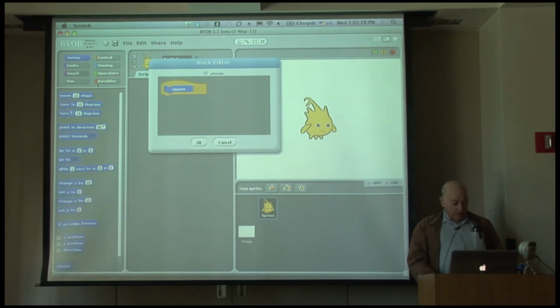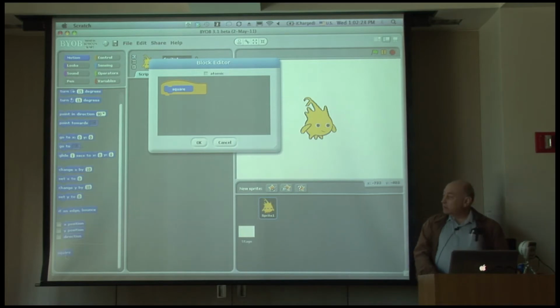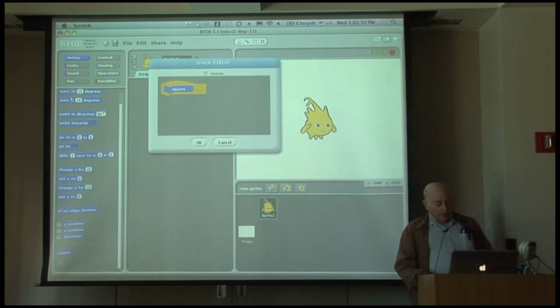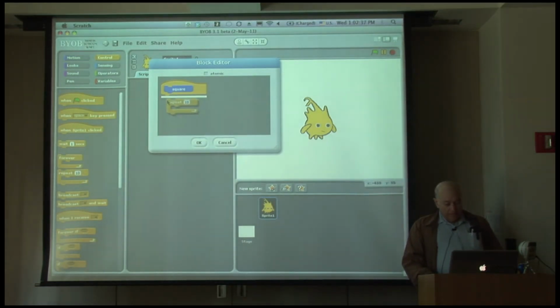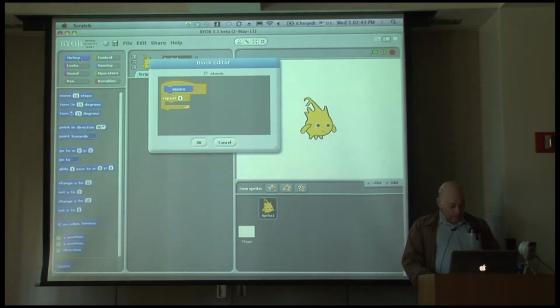If we go to the motion palette, down at the bottom, you will see that there's a square block right here. That's the one that we're making, but it's already there in the palette. So to draw a square, what we have to do is draw 4 sides. So I'm going to say repeat 4. Control, yeah. And then back to motion. Move 10 is too small. I'm going to say 100 steps. And then turn right. And of course, for a square that has to be 90 degrees.